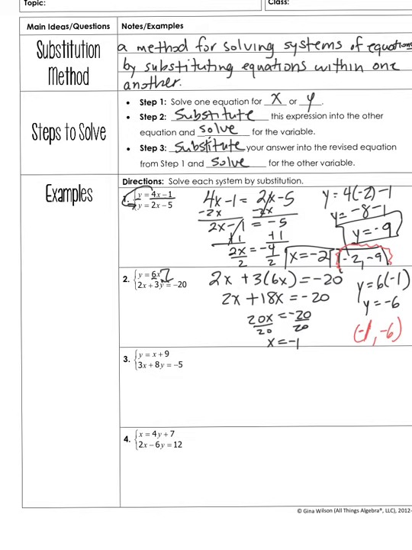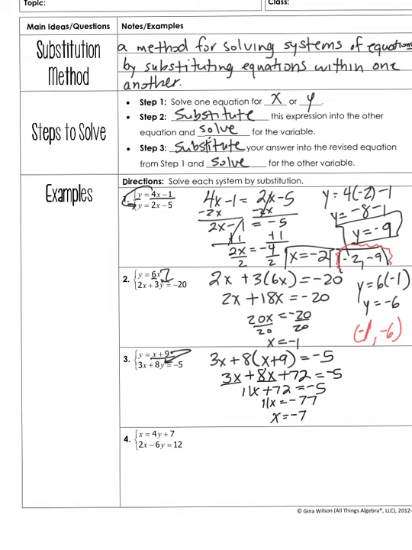I'm going to take what y equals in the first equation and plug it in for y in the second equation. So 3x plus 8 times x plus 9 equals negative 5. Distribute the 8, so 3x plus 8x plus 72 equals negative 5. Combine like terms, 11x plus 72 equals negative 5. Subtract 72 from each side, and 11x equals negative 77. Divide by 11, and you get negative 7. Take what x equals and plug it in for x in the first equation to solve for y. So negative 7 plus 9, y equals 2. So the ordered pair that is the solution to this system of equations is negative 7, 2.